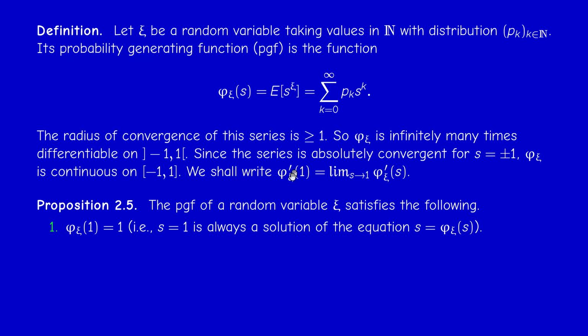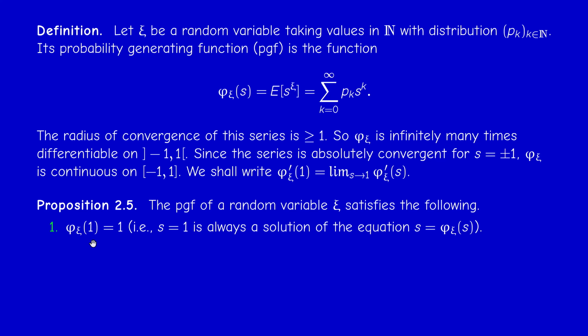Now, we don't know if the radius is strictly bigger than 1, but at any rate, we know that phi_xi prime of s has a limit as s tends to 1. And we denote this limit by phi_xi prime of 1. Okay, I will tell you why in a moment, why this happens. Because if you differentiate term by term, you get k p_k s^(k-1). Now, this number actually could be plus infinity, actually.